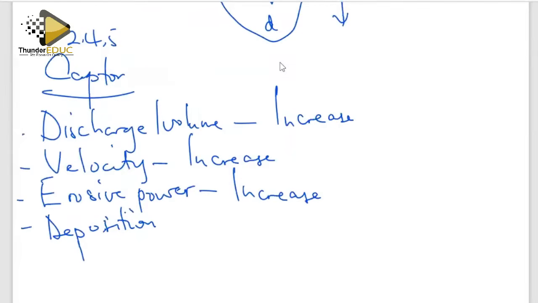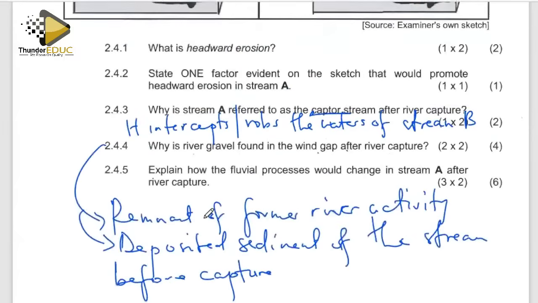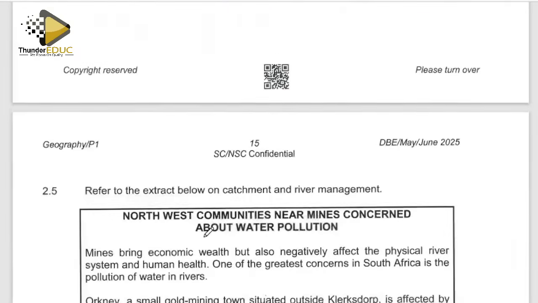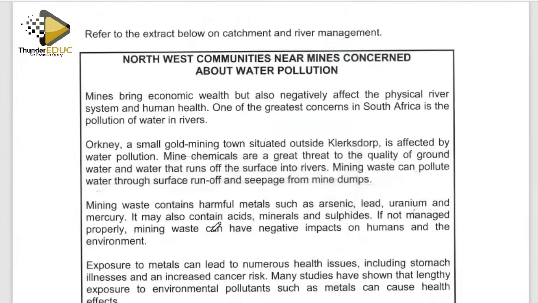And lastly, deposition is going to decrease because now there is high energy. It means the river now has the capacity to transport its load. So there is less deposition that is going to happen in that particular river. So those are the fluvial process changes that are going to be realized because of the effect of stream piracy on the captor stream. We move on to our last part.